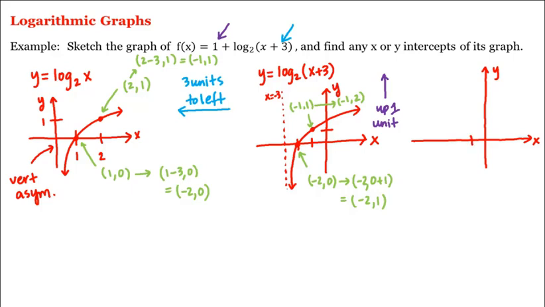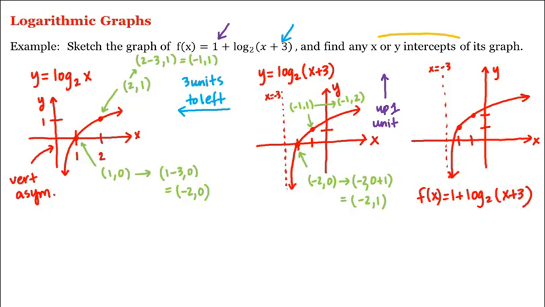Let's say this is -1 and -2. Then our vertical asymptote is still at x = -3. Let's say this is y = 1, and this is y = 2. Then (-2, 1) is right here, and (-1, 2) is right here. And our graph then looks like this. So this is f(x) = 1 + log base 2 of (x + 3).